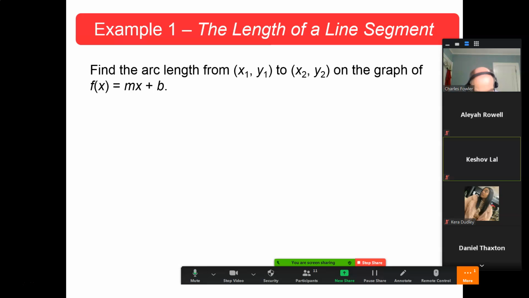So here's example 1. I really don't like examples like this. They're so straightforward, you tend to forget what you're doing. That doesn't make a lot of sense, but let's do it. Find the arc length from x1, y1 to x2, y2 on the graph of f of x equals mx plus b. So in other words, we're connecting those two points with a straight line.